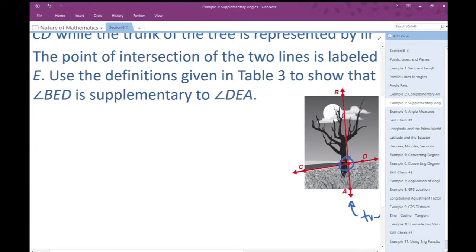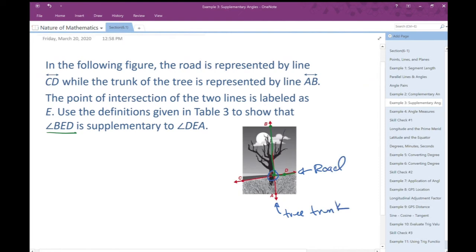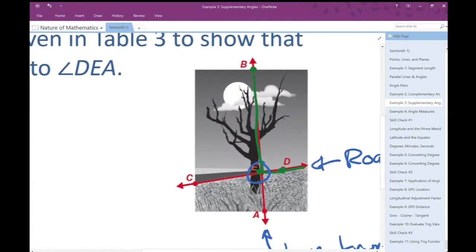All right, so when we're reading the angles, you should start at point B. Here's point B. We travel from point B down to point D. Down to point E, so from B to E, and then from E to D. So because we were told in the figure, the road represented by the line CD, while the trunk is AB, the point of intersection of two lines is labeled at E. We want to show that they're supplementary. Well, to do that, we can say that CED is a straight angle.